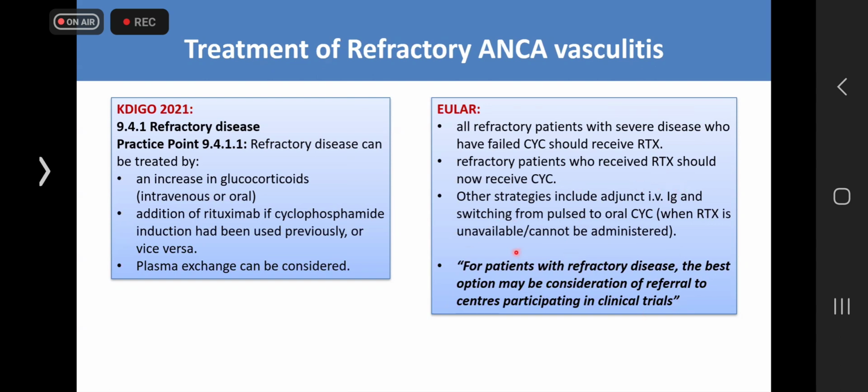EULAR also mentions other strategies, including adjunct IVIG, switching from pulsed IV to oral cyclophosphamide. And it makes the claim for patients with refractory disease, the best option may be consideration or referral to centers participating in clinical trials. I'll point out that's not as easy as it sounds, just because of the lack of clinical trials that are out there right now. So what other options do we have? I think, from the publication of these 2 guidelines, there's 2 other things worth thinking about.